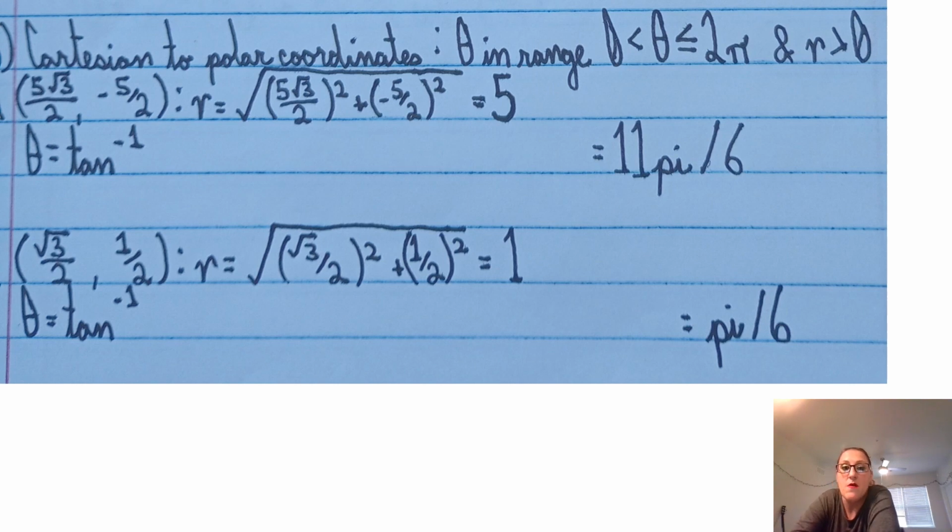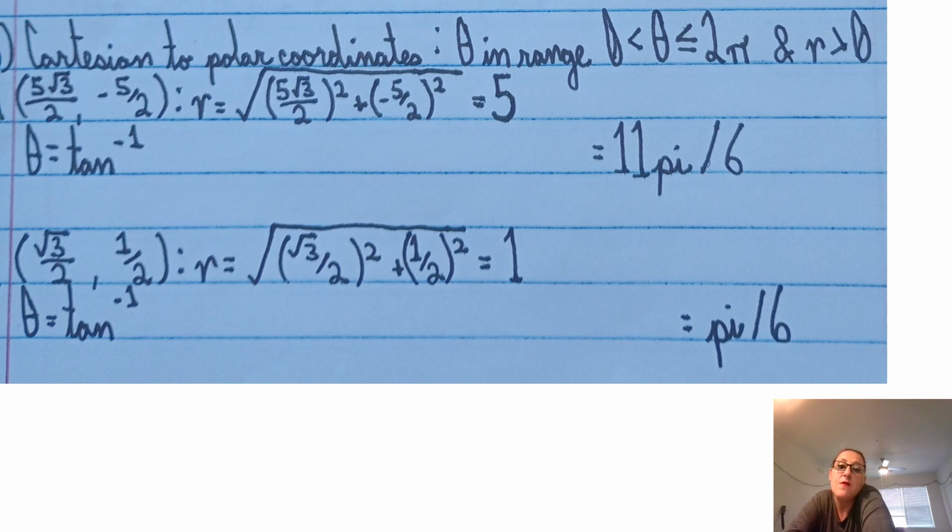Cartesian to polar coordinates. Theta in range of 0 less than theta less than or equal to 2 pi, and r is greater than 0. (5 square root 3 over 2, negative 5 over 2). r equals the square root of (5 square root 3 over 2) squared plus (negative 5 over 2) squared, which equals 5. Theta equals arctan, which equals 11 pi over 6.